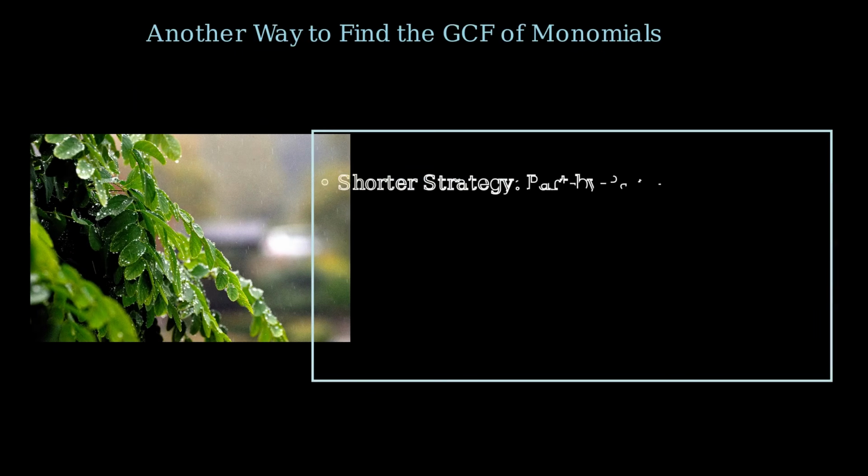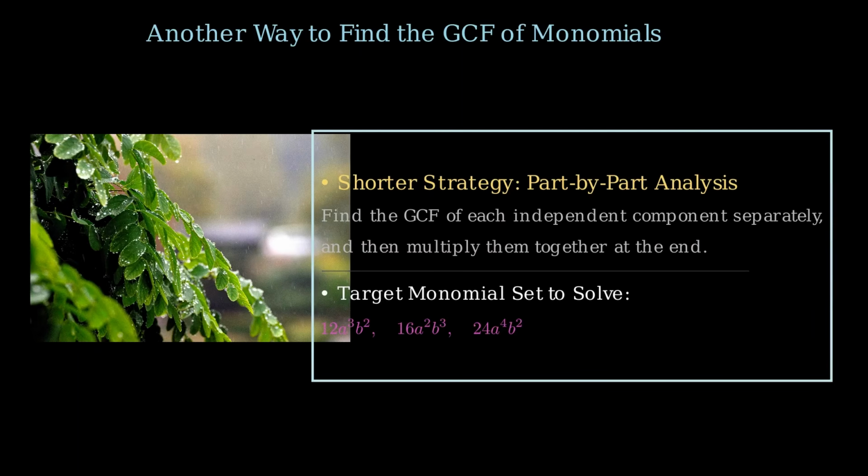Is there a faster way to find the GCF without expanding everything? Yes. You can also find the GCF of two or more monomials by simply multiplying together the GCFs of each of the different parts. Let's apply this shorter method to our same example expressions: 12 a cubed b squared, 16 a squared b cubed, and 24a to the 4th b squared.